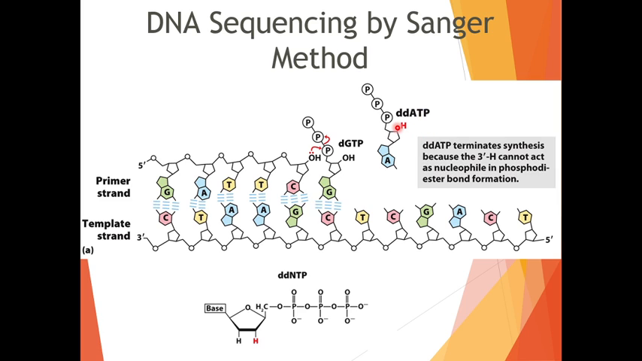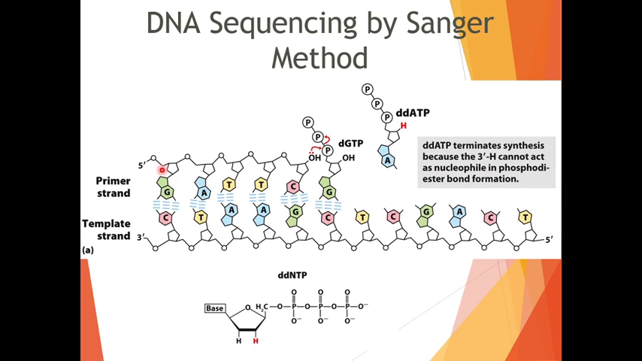And what dd means is dideoxy, which means both the hydroxyls in the ribose are removed. Remember, in DNA, only the 3' hydroxyl is present. The 2' is not. But ddNTPs will have both hydrogens.